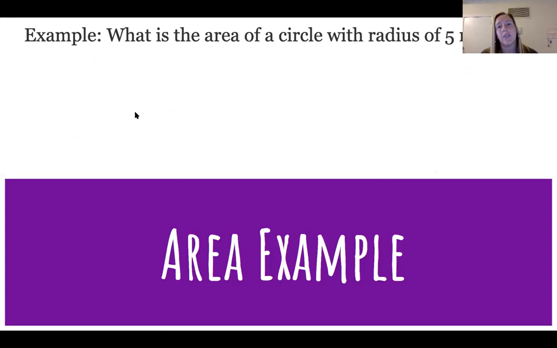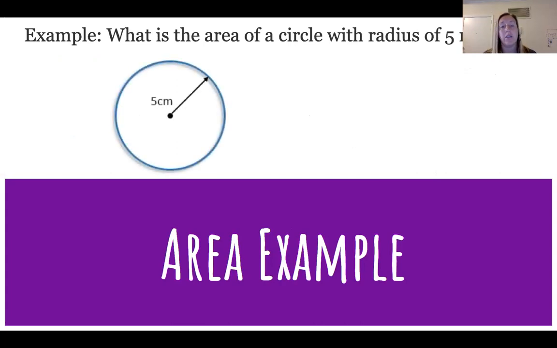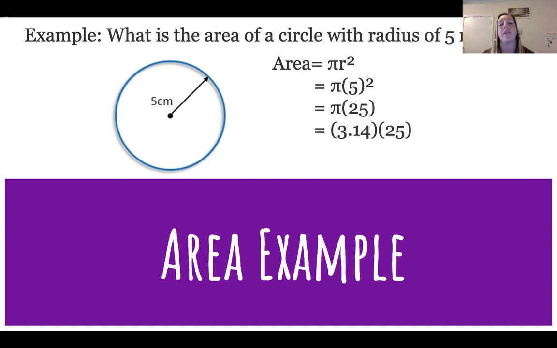What is the area of a circle that has a radius of 5 meters? Oh, I guess I should say centimeters. So we're going to plug in our 5 for our radius. And again, notice we are squaring the radius, we're not multiplying it by 2. So pi times 5 squared is going to be pi times 25, 3.14 times 25, and lastly, that will give us 78.5 meters squared. So I guess centimeters was wrong. Sorry about that. Again, area is our units squared, so we are going to take that meters and have meters squared.